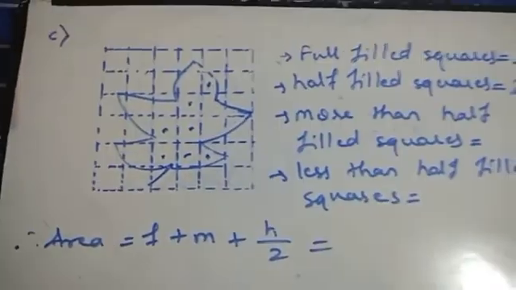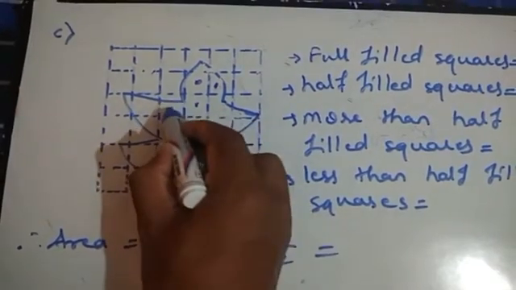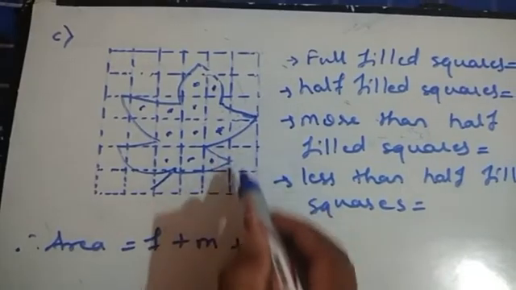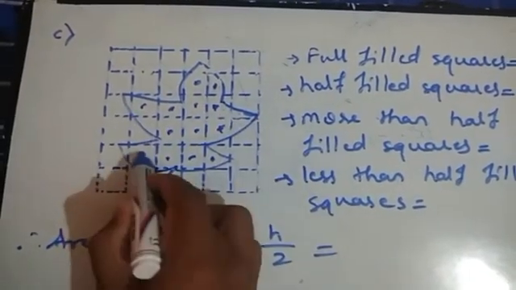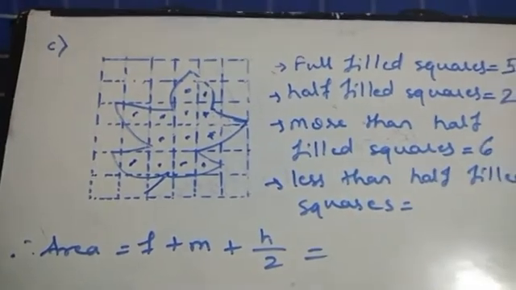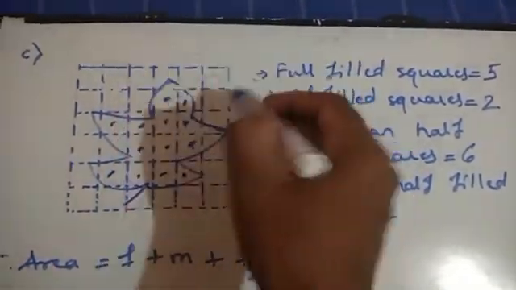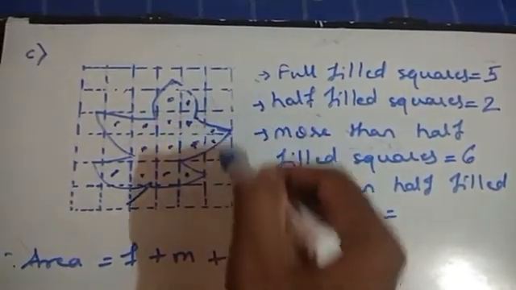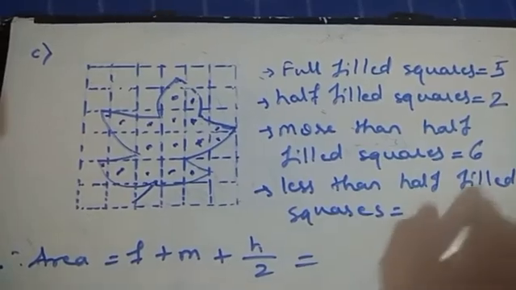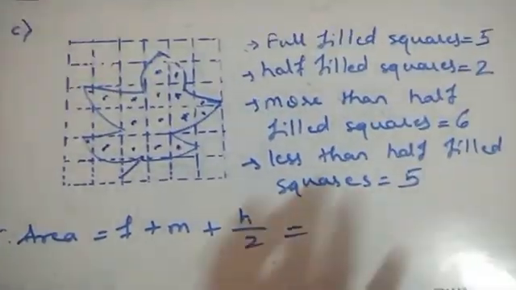Now more than half we will see, 1, 2, 3, then 4, 5 and 6. 6 squares are there with more than half. Now we'll see less than half. 1, 2, 3, then 4, 5 are there. Less than half filled squares we are going to ignore.